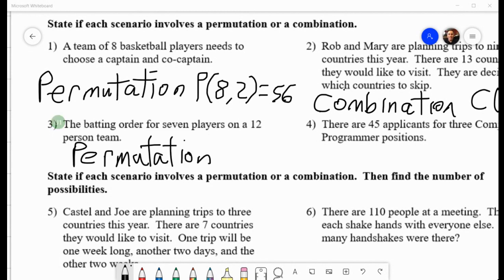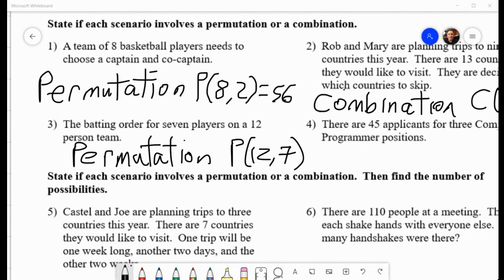But now the question is, how many do we have? Well, let me write that down. We have P of, let's see, there's 12 people. You want to get 7, right? You have 12 and you want to get 7. But now how many is that?